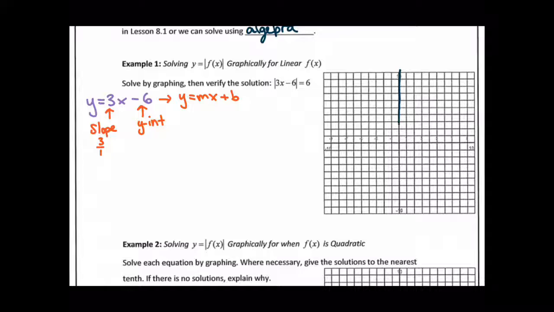So I'm going to graph the original, and then I'll make it into absolute value. I'm just graphing this section right now, whatever is in the absolute value, and then I'll graph the other section separately. So we have two equations we'll be graphing. I'm going to start at negative 6 on my y-intercept, and then go up 3 over 1, up 3 over 1, up 3 over 1, up 3 over 1. There's my original line.